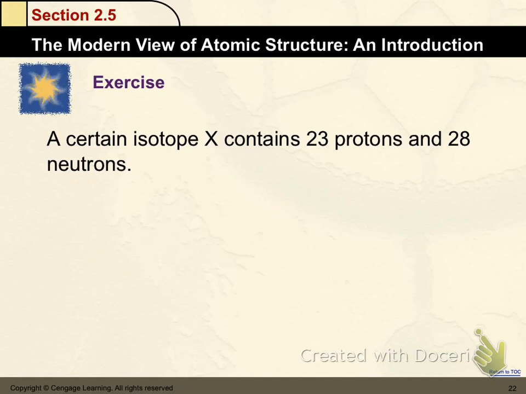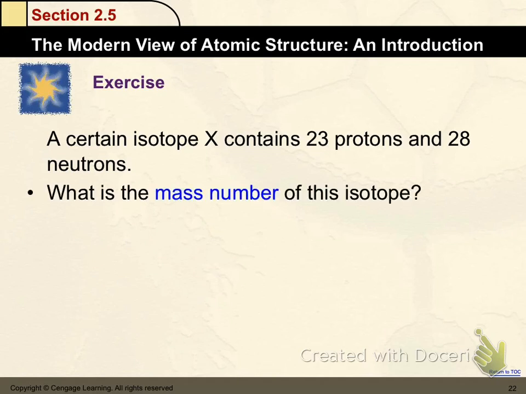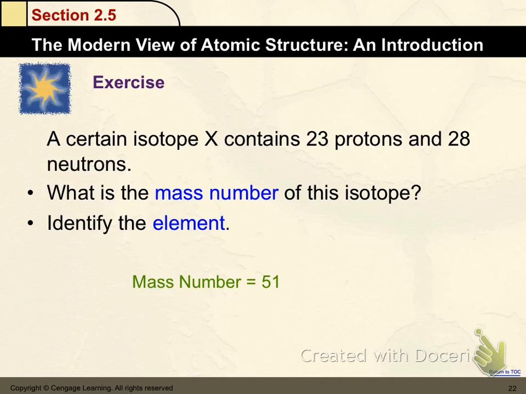If we had a certain isotope, we're not going to name it, that contains 23 protons and 28 neutrons, we want to know what the mass number of this isotope is, and then we also want to identify the element. So let's think about that. The mass number is 51, and by definition the mass number is just the addition of the protons and the neutrons. This number can change, and it can change while staying the same element.